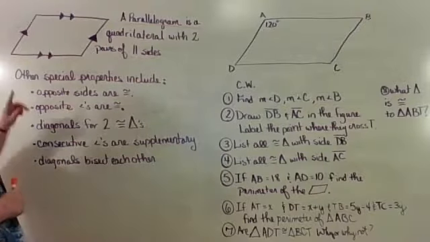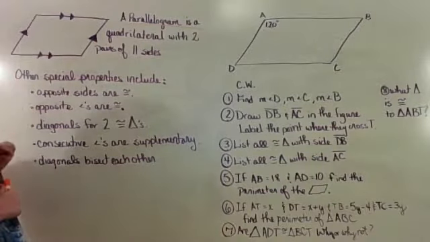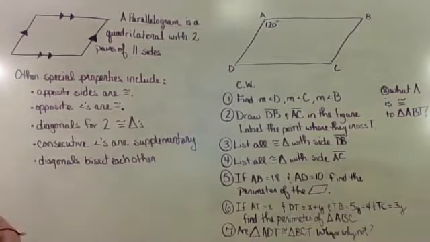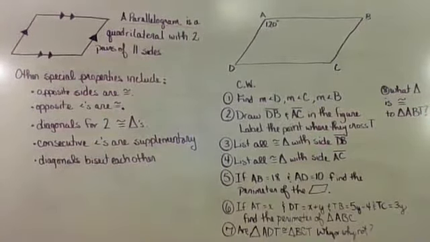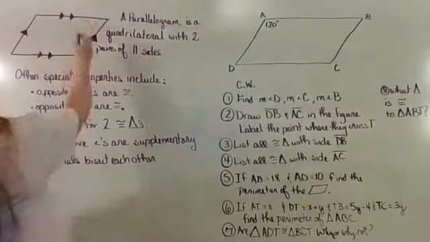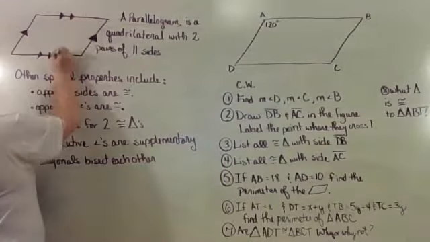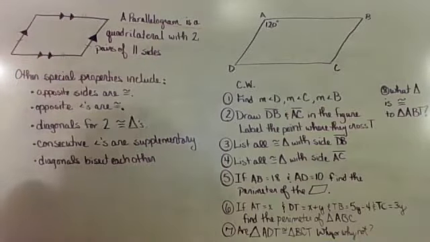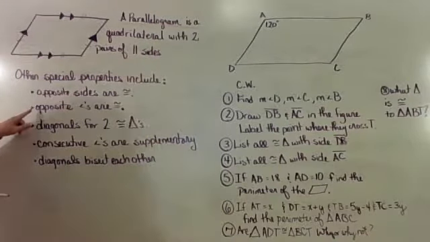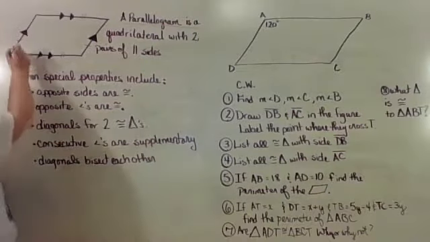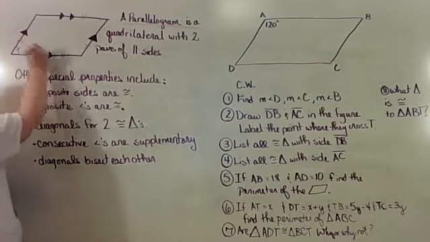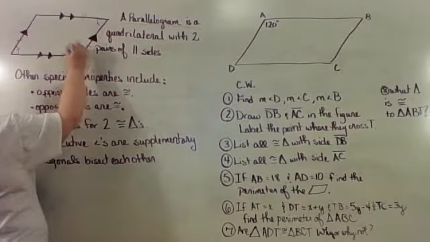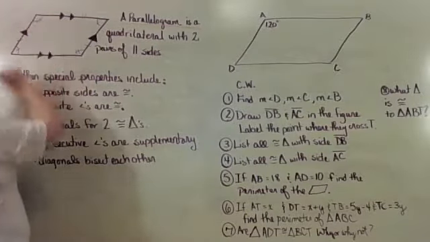Okay, so other special properties include opposite sides that are congruent. So in other words, these are congruent to these, and this is congruent to that. Opposite angles that are congruent. So this angle is congruent to that angle, and this angle is congruent to that angle.